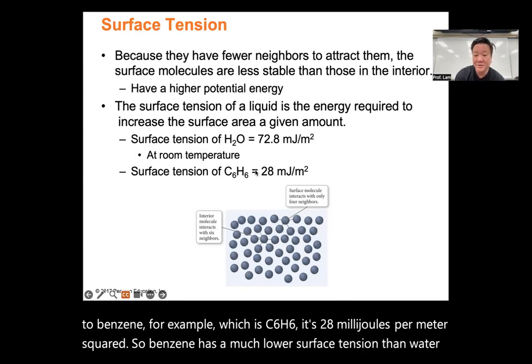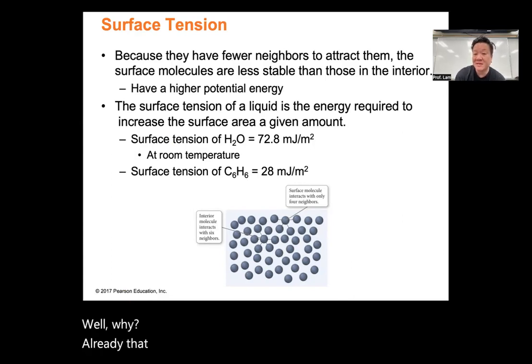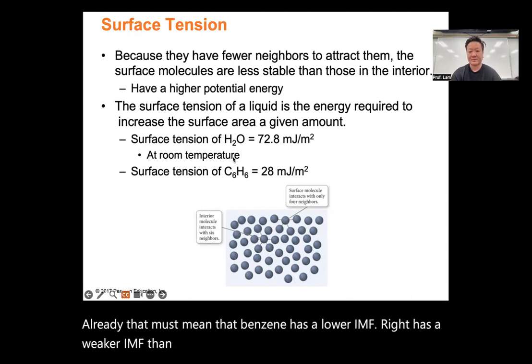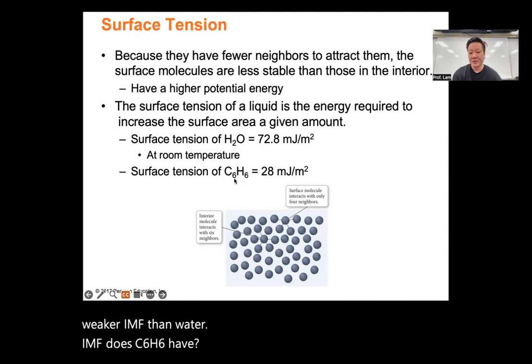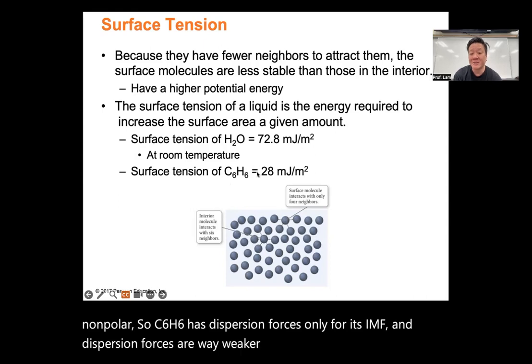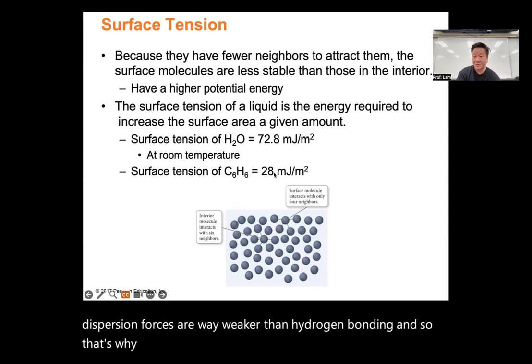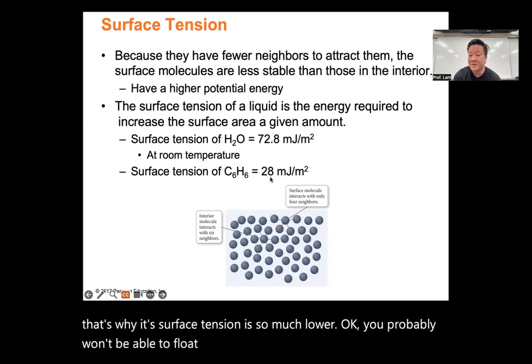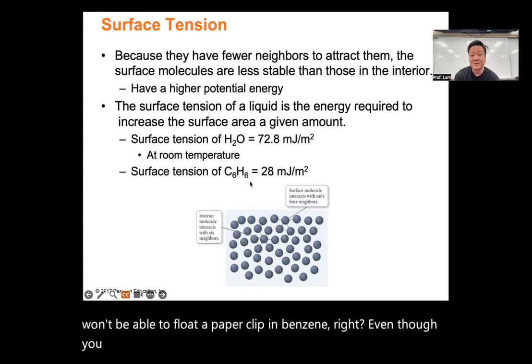Why? That must mean that benzene has a weaker IMF than water. What IMF does C6H6 have? We only have CC bonds and CH bonds here, and those are nonpolar. So C6H6 has dispersion forces only for its IMF, and dispersion forces are way weaker than hydrogen bonding. That's why its surface tension is so much lower. You probably won't be able to float a paperclip in benzene, even though you can do it in water.